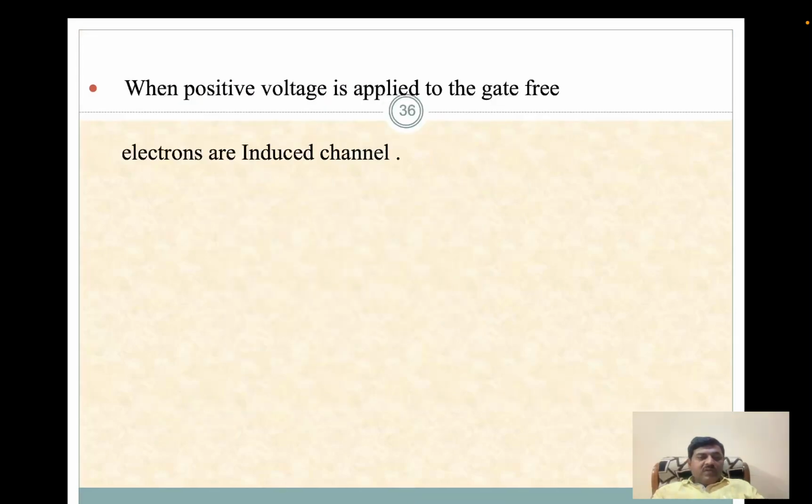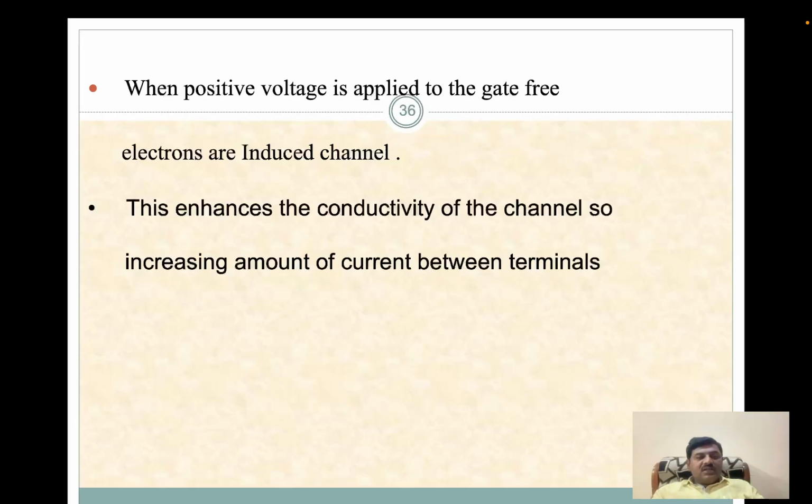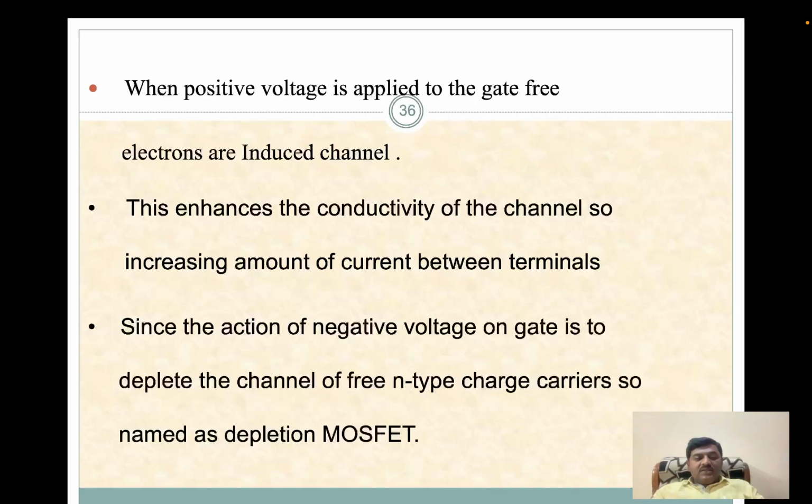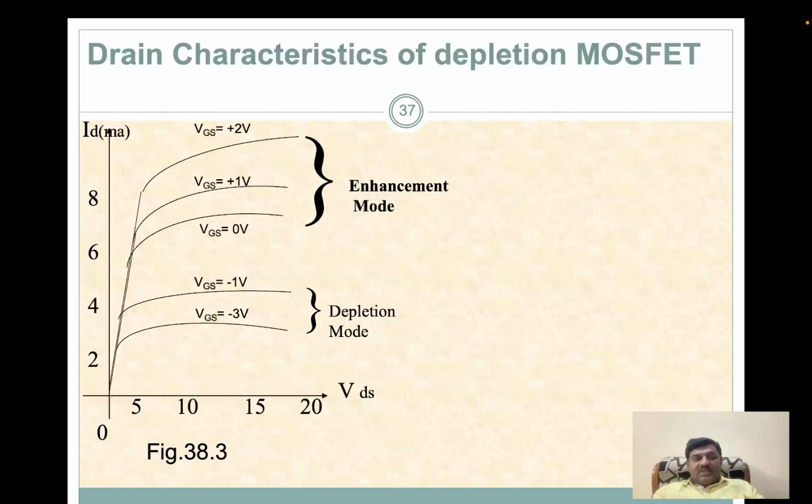So when positive voltage is applied to the gate, free electrons are induced into the channel. This enhances the conductivity of the channel, so increasing the amount of current between the terminals. Since the action of negative voltage onto the gate is to deplete the channel of the free n-type charge carriers, it is so named as a depletion MOSFET.